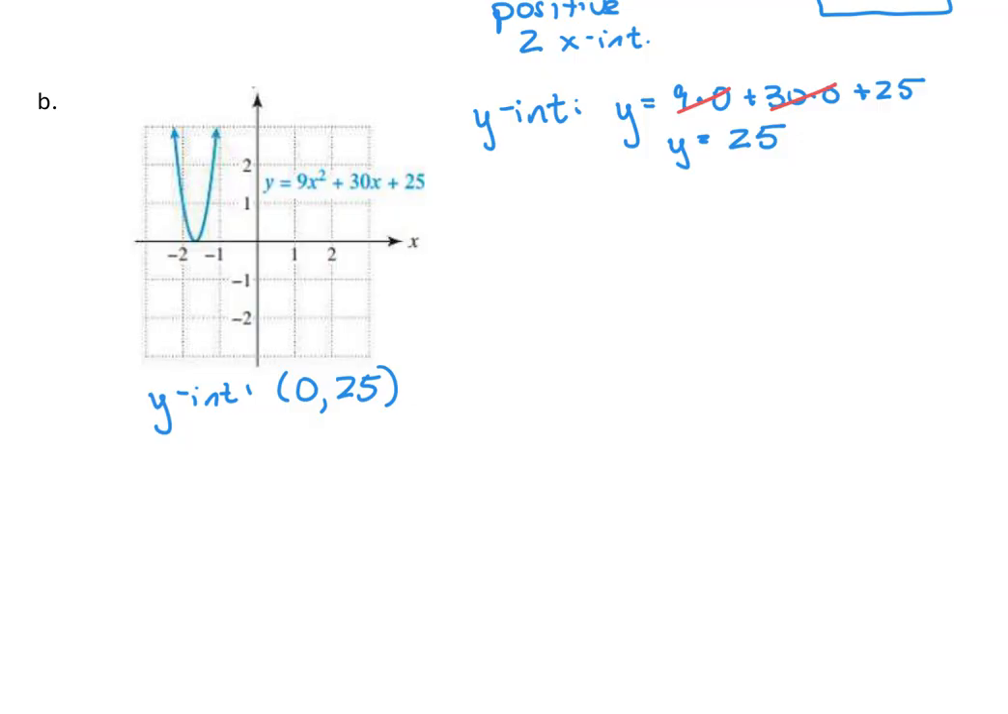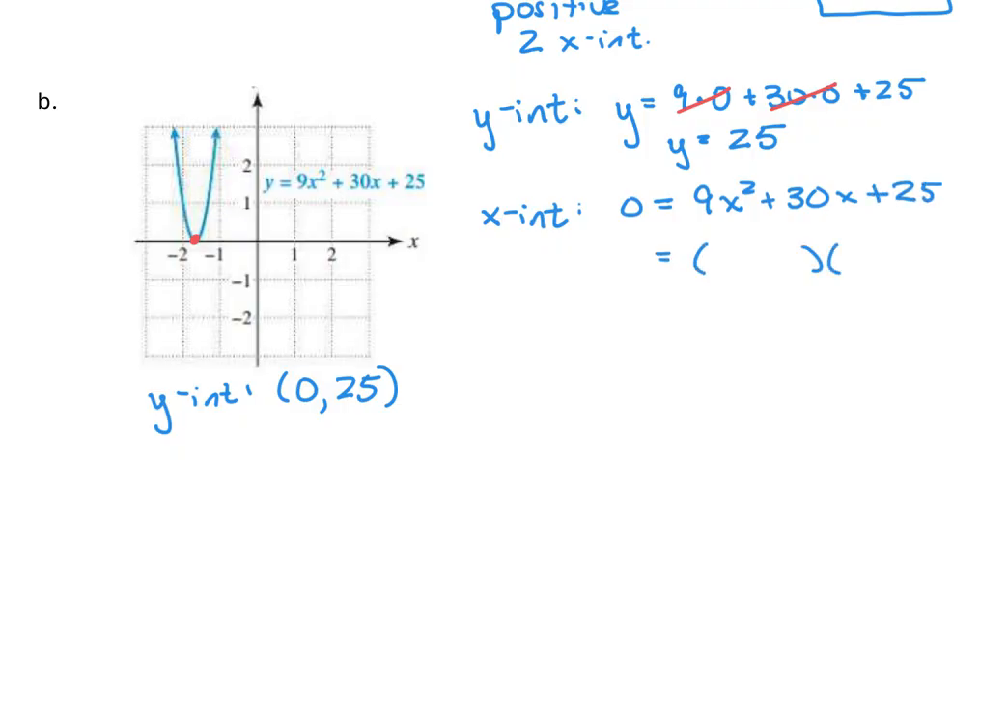All right, x-intercepts. Note here that we have one x-intercept. It touches the x-axis just once. And so what that means is that we do have one x-intercept. And when you have one x-intercept, this should be factorable. Not only should it be factorable, but our factors should be exactly the same.